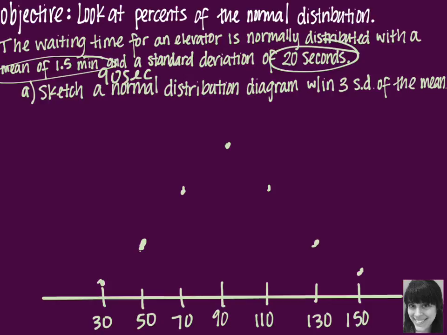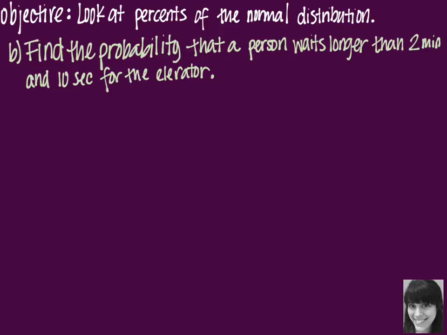Okay, this gives us a nice bell-shaped curve. So now I'm going to connect the dots nicely. Oh, this is better than the last one. Okay, good. So this is the normal distribution diagram within 3 standard deviations of the mean. Now we are going to move on to the next part.